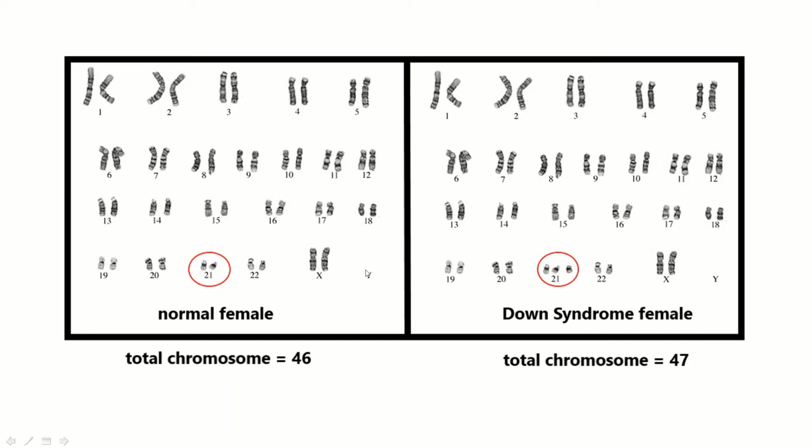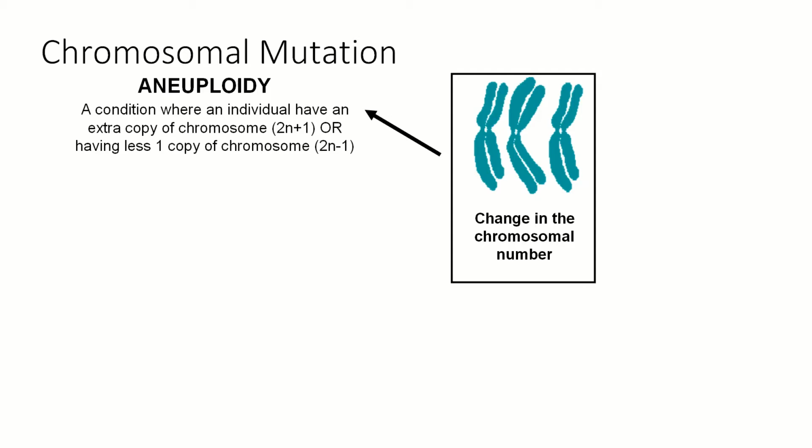You can see and compare here, a normal individual carries only 2 copies of chromosome 21, but a Down syndrome individual will always carry one extra copy of chromosome number 21. So that is aneuploidy, a condition whereby an individual has one extra copy of a chromosome or one copy less. Another condition is called euploidy, also known as polyploidy. This is a condition whereby an individual carries extra sets of chromosomes.